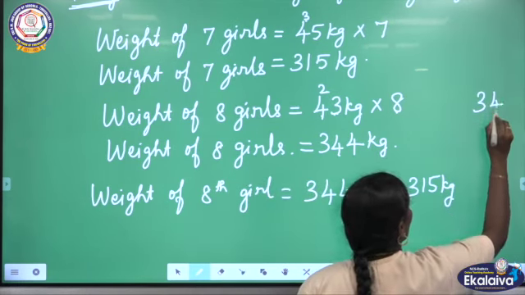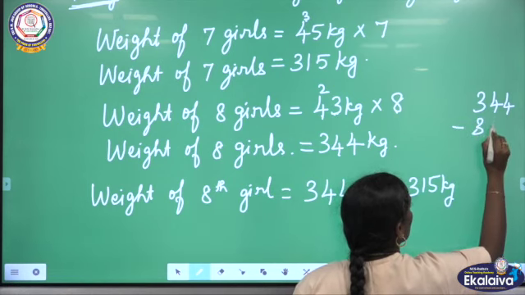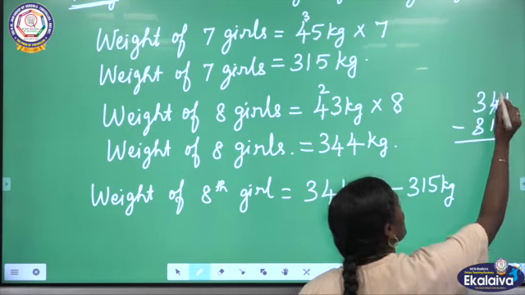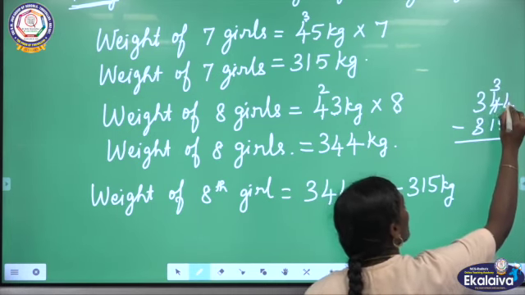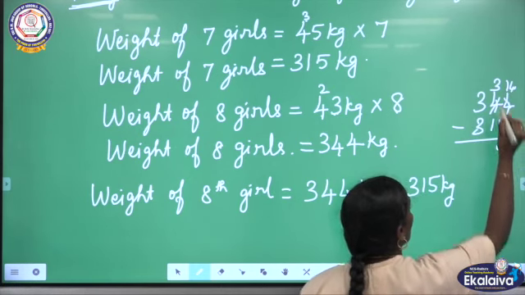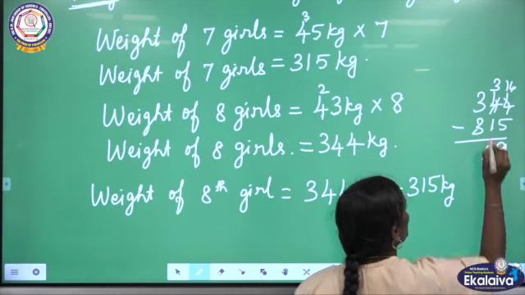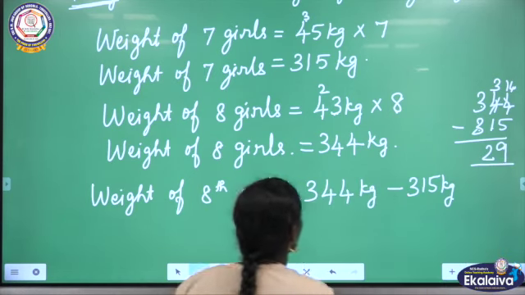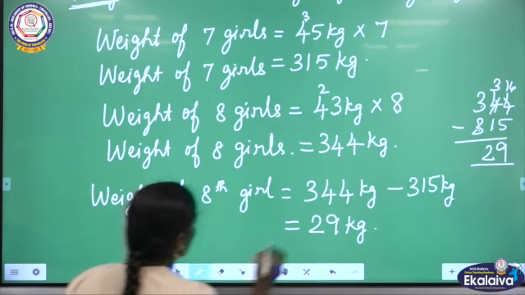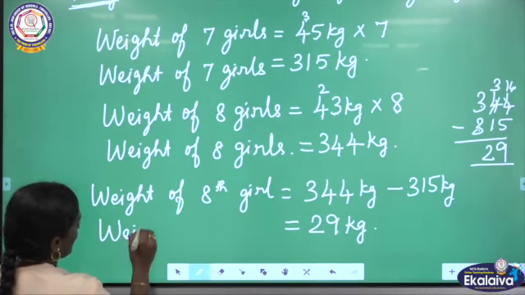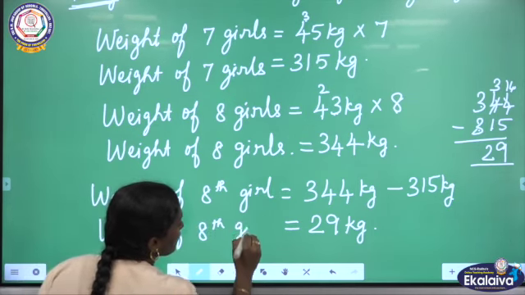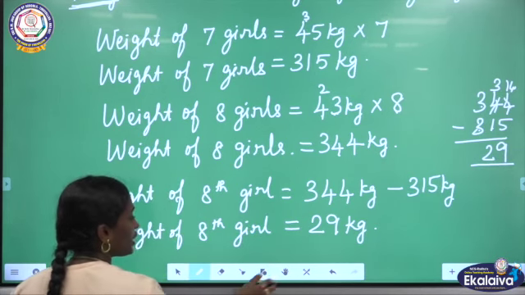Here 344 minus 315. For 4 minus 5 we can't do the subtraction, so we have to borrow from 4. 4 will become 3, and this 4 will become 14. 14 minus 5, 9. Here 3 minus 1, 2. 3 minus 3, 0. So this is the weight of the 8th girl, 29 kilogram.